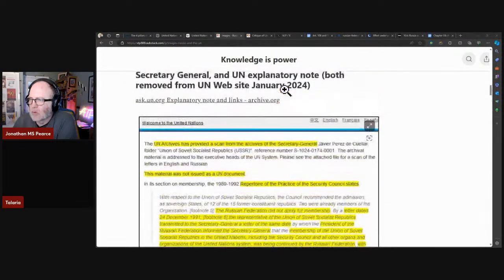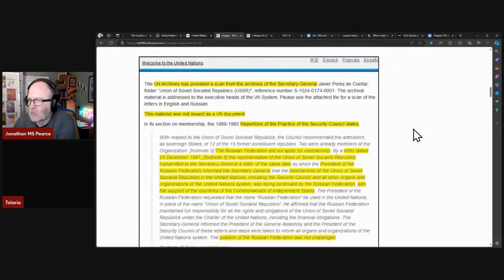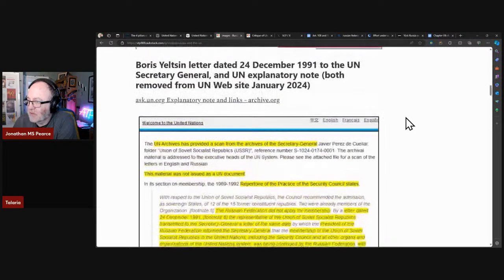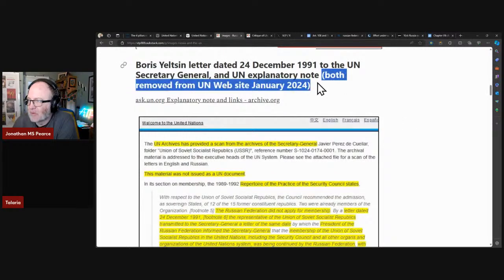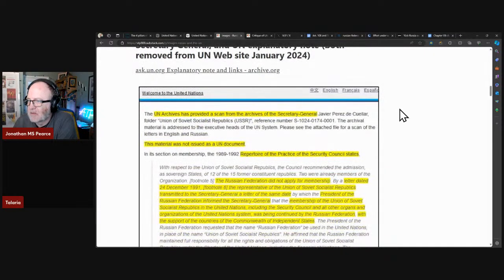This is the explanatory note on the UN website. Okay, now this explanatory note and the letter were deleted from the United Nations website somewhere at the end of January or the very beginning of February this year. You're joking, really? This has been taken from the United Nations. I had the link, I saved the link, and when I clicked on it, it's gone. And when I did the search for the title of the page, it's gone.